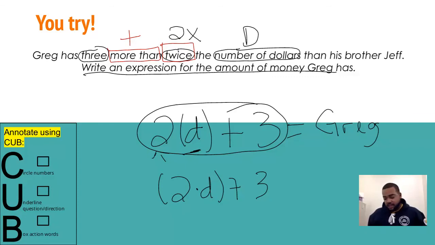Hopefully this helped, and we'll see if during your skills practice this gives you a little bit more insight as to how it should work. I'm going to go ahead and highlight the action words in your independent practice. Your job is to continue to circle and underline the question and then create an expression from that.